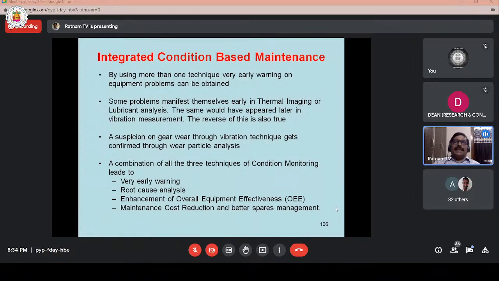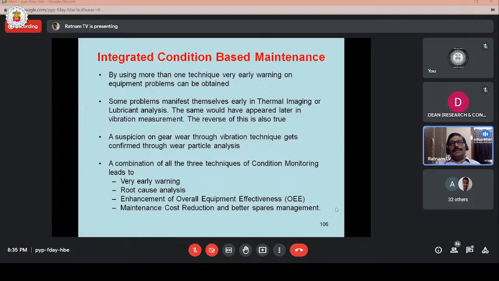A suspicious gear wear found through the vibration technique gets confirmed through wear particle analysis. A gear can be suspected in vibration analysis, and it can be confirmed by the wear particle analysis. The gear wear can be observed in the wear debris analysis. That is supplemented to the vibration-based condition analysis.